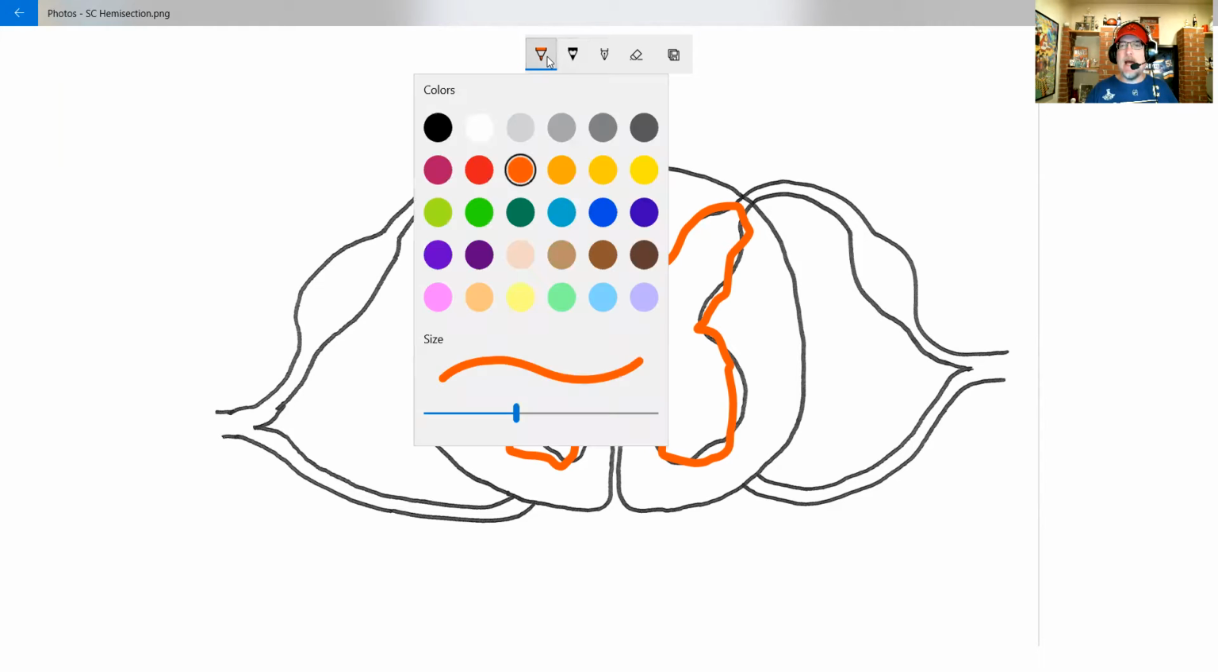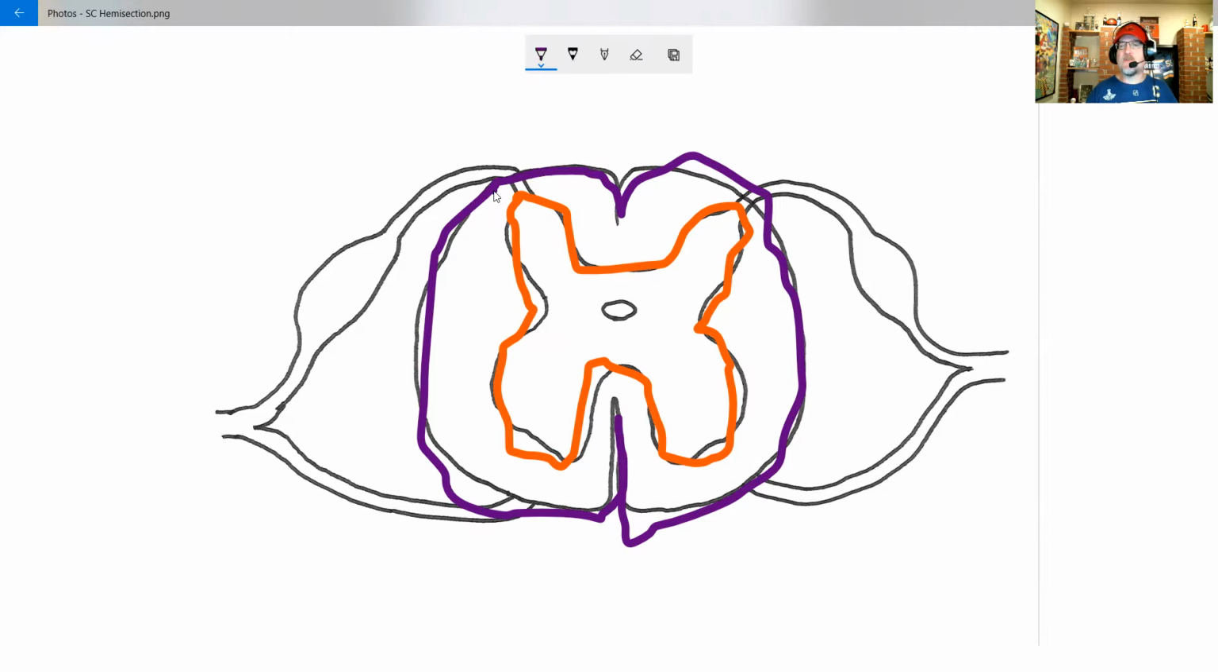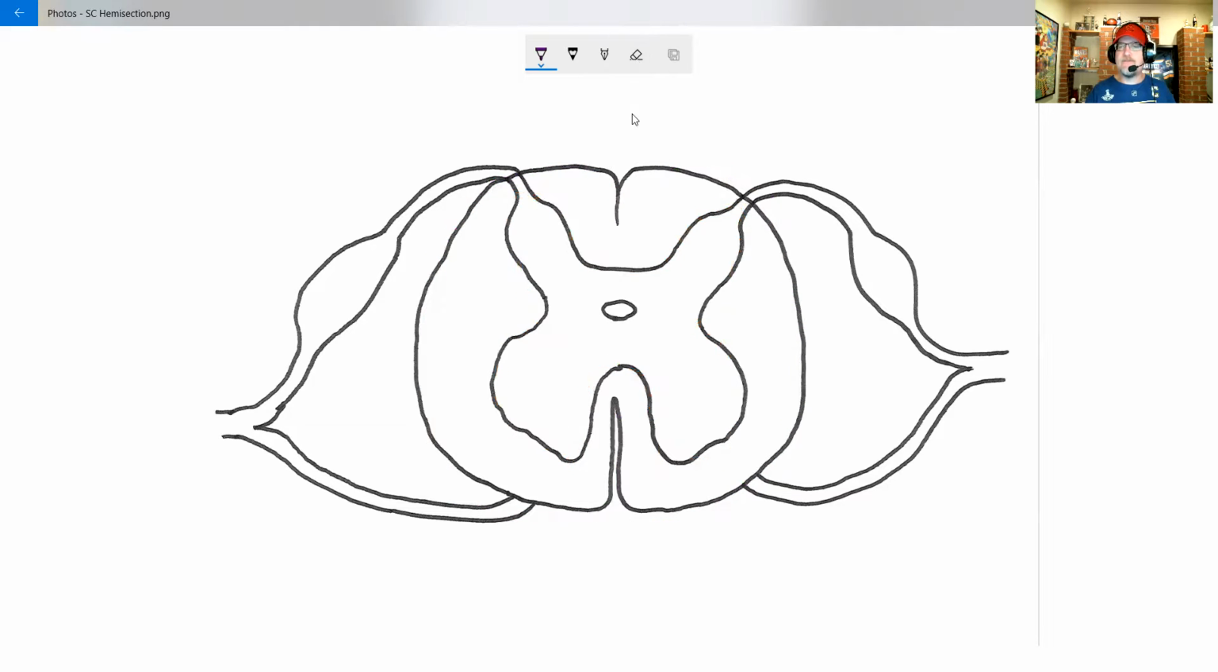The white matter, let's look at the white matter. Let's make that one purple. So the white matter is going to be all of this area that then surrounds it like that. So there's the white matter, all the white matter there. And there's where we're going to start to talk about tracks, where information goes up the spinal cord and information goes down the spinal cord. All right, so let's clear that off.